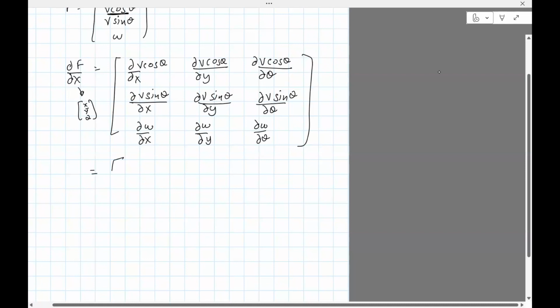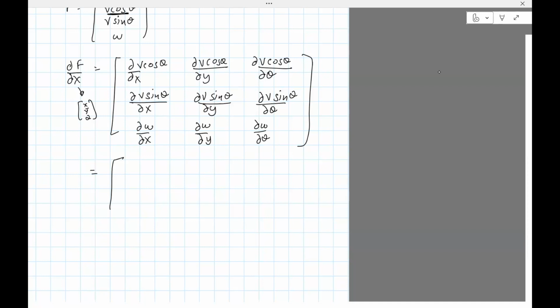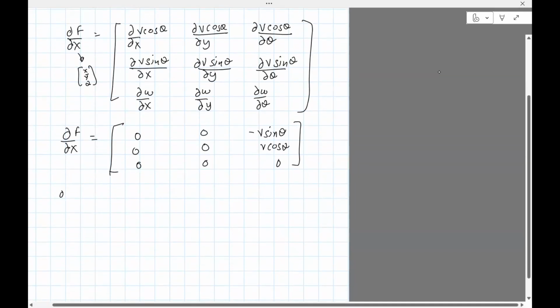So that is, okay, clearly dv with respect to x is 0, 0. The derivative of cosine with respect to theta is minus v sine theta, 0, 0, and plus v cosine theta, and then 0, 0, 0. That's df dx.